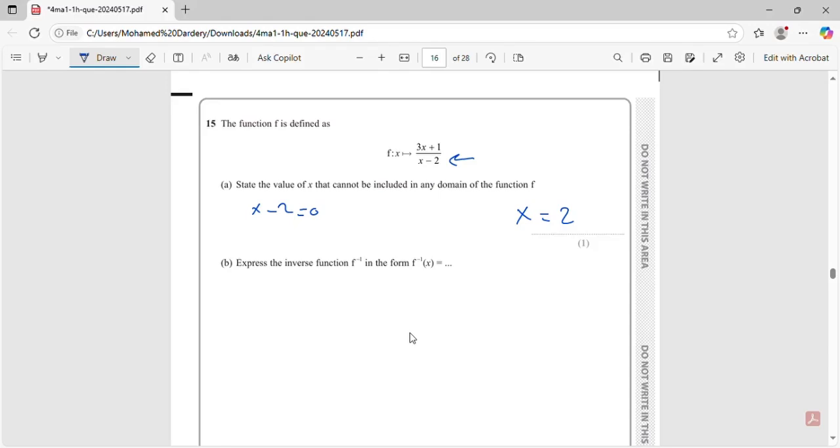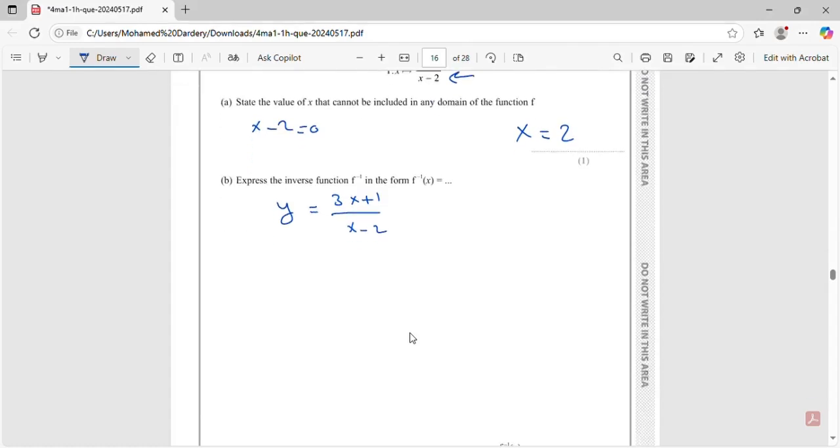Now for the next one, he asked me for the inverse function. Of course, for the inverse function, if I have this function, I will put it in the form y equals 3x plus 1 over x minus 2. In this situation, I have to swap the two, so I will make x y. This will be x, and this will be 3y plus 1 over y minus 2. And I have to isolate y again.